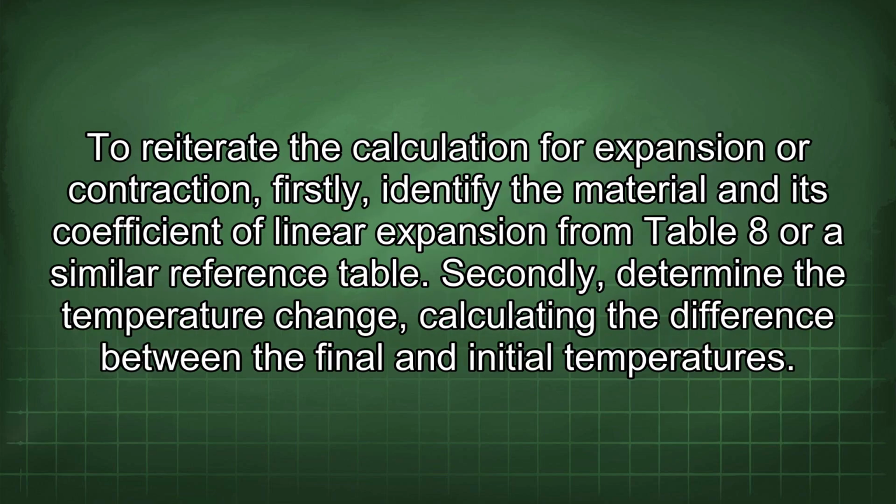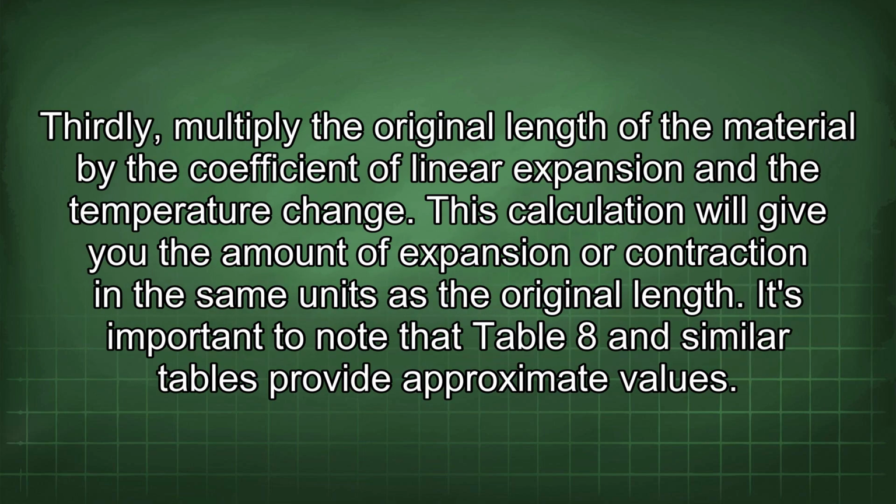To reiterate the calculation for expansion or contraction, firstly, identify the material and its coefficient of linear expansion from Table 8 or a similar reference table. Secondly, determine the temperature change, calculating the difference between the final and initial temperatures. Thirdly, multiply the original length of the material by the coefficient of linear expansion and the temperature change. This calculation will give you the amount of expansion or contraction in the same units as the original length.